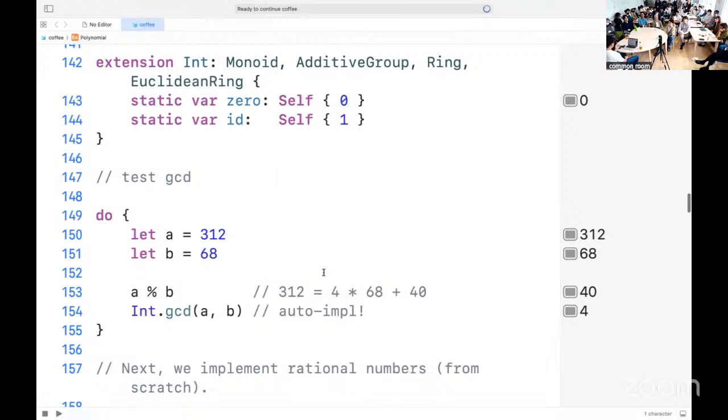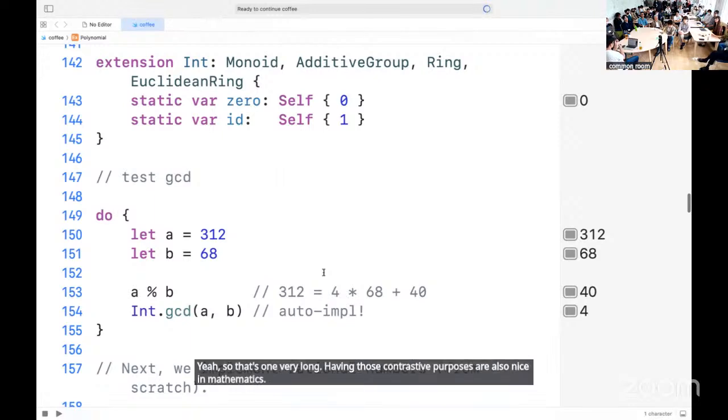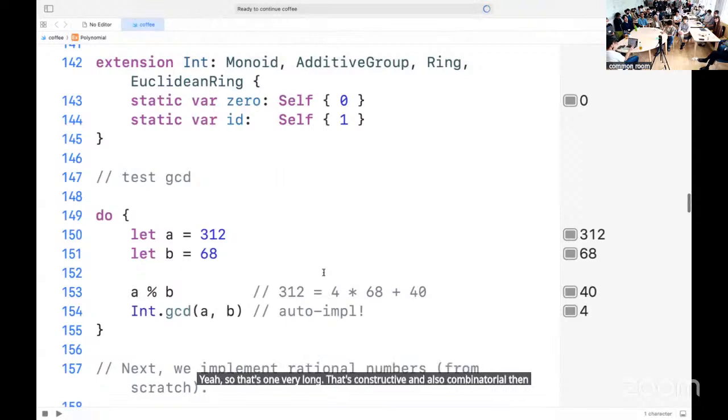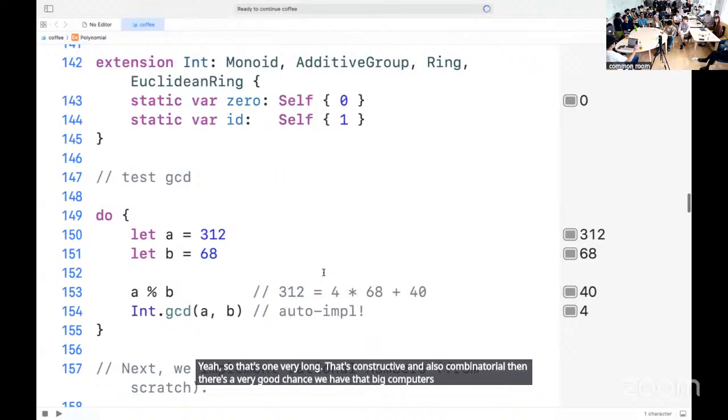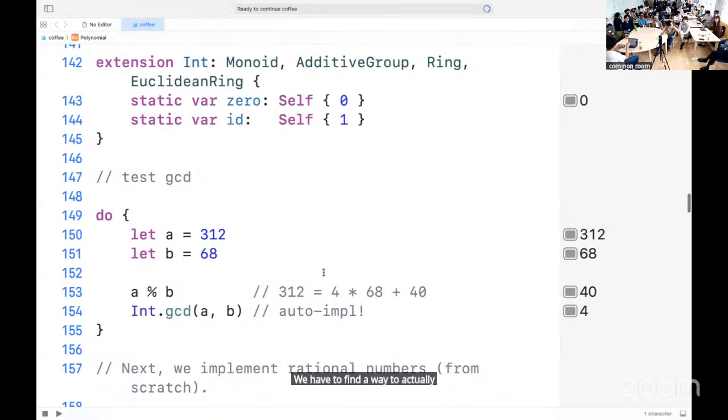So having those constructive proofs is also nice in mathematics. If it's constructive and also combinatorial, then there's a very good chance to have that in computers. But if it's only stating the existence, then we have to find a way to actually find those things that are close to that, or some kind of exact way to find that exact solution.